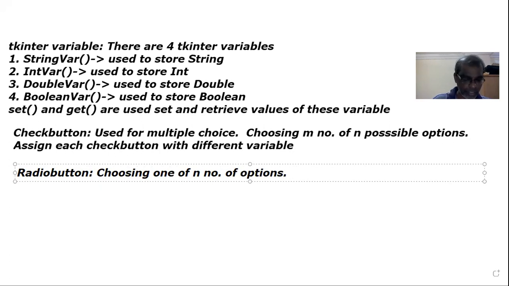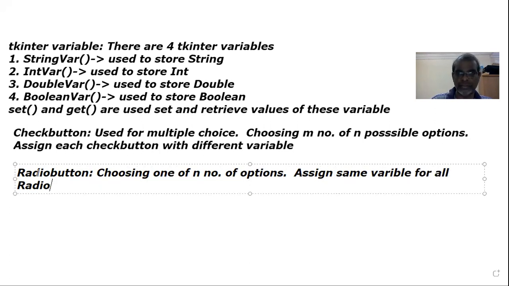One more thing, here the same variable for all radio buttons. Assign each check button a different variable. Assign the same variable for all radio buttons because only one can be selected at a time. Here more than one can be selected in check button. That is the thing.